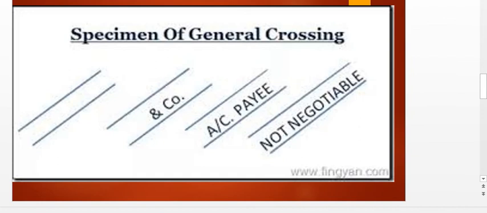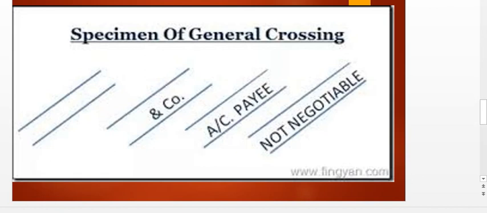What is the difference between a check which is not crossed and a check which is crossed? If a check is not crossed, then you can withdraw the money across the counter. However, if a check is crossed, it shall not be withdrawn across the counter. It shall be payable only by way of crediting it to the bank account.